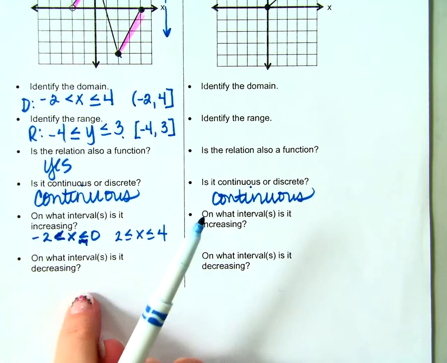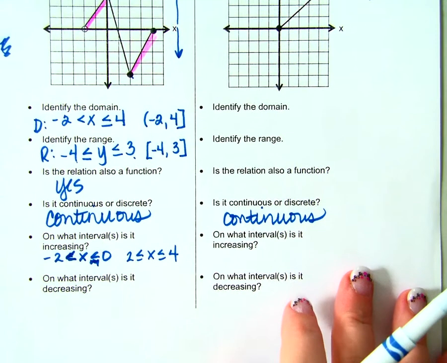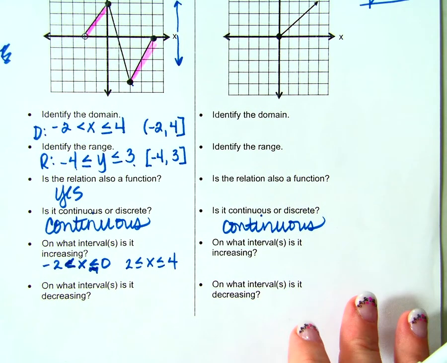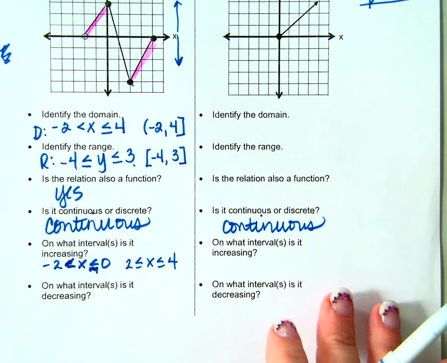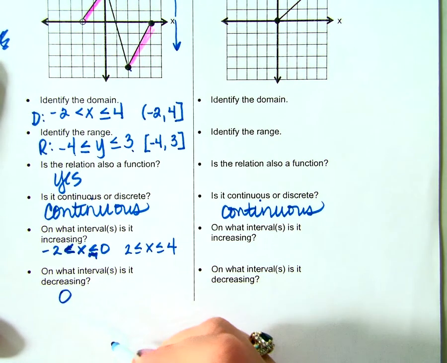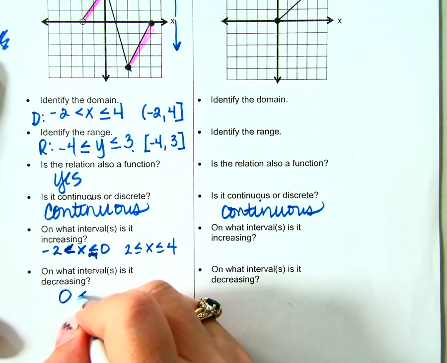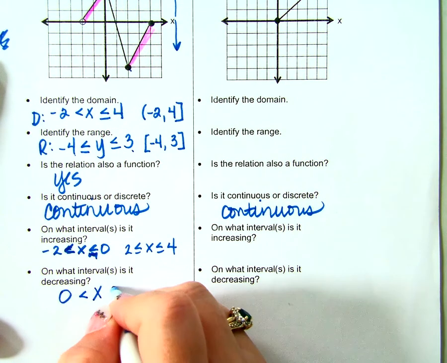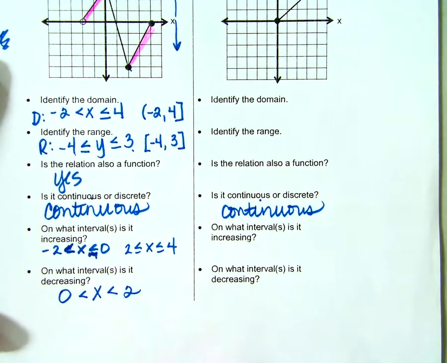So then tell me, please, where is it decreasing? Be brave. From 0 to 2. How am I going to write that? 0 is less than x is less than 2.